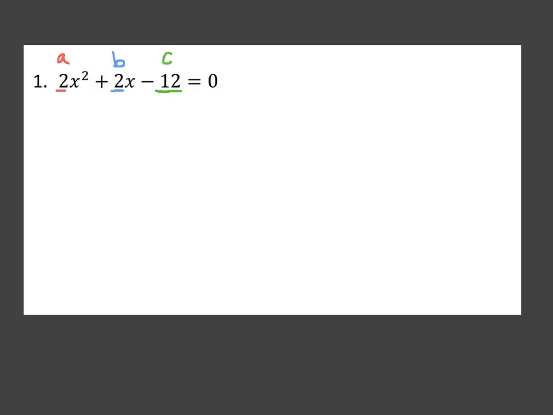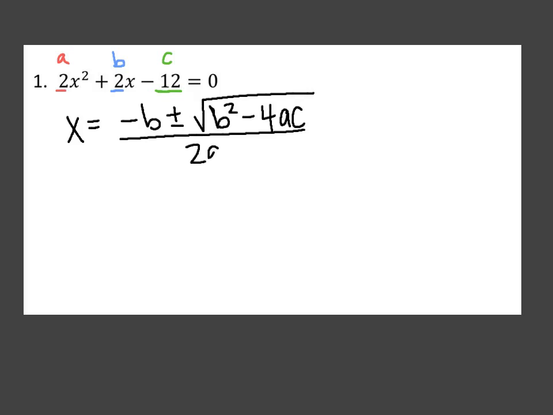So our formula tells us that x equals negative b plus or minus the square root of b squared minus 4ac, all over 2a. Now, something that's really going to help you out when you plug in values for a, b, and c is to use parentheses. So, I usually write my formula with parentheses around every single variable. That way, I can't forget them.